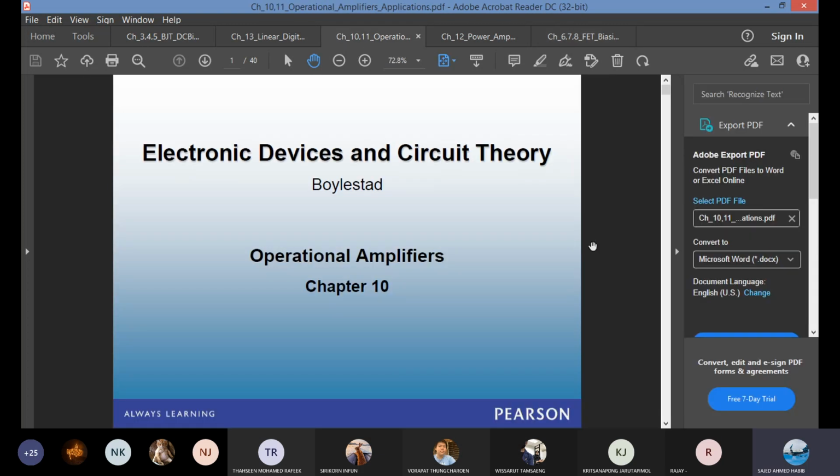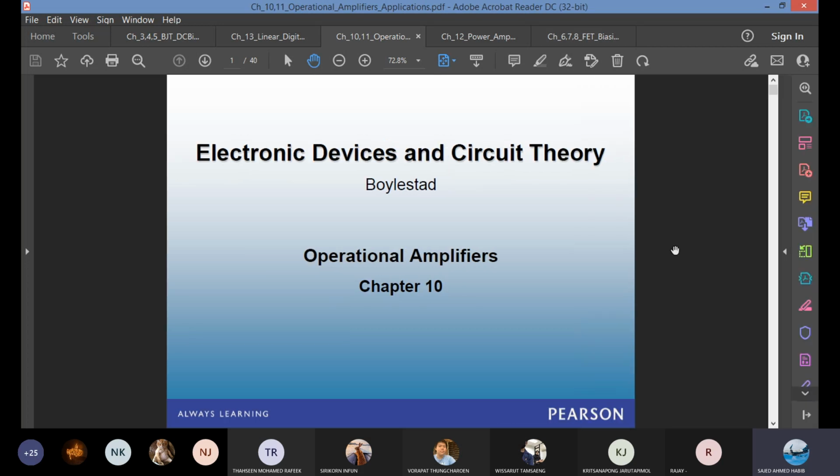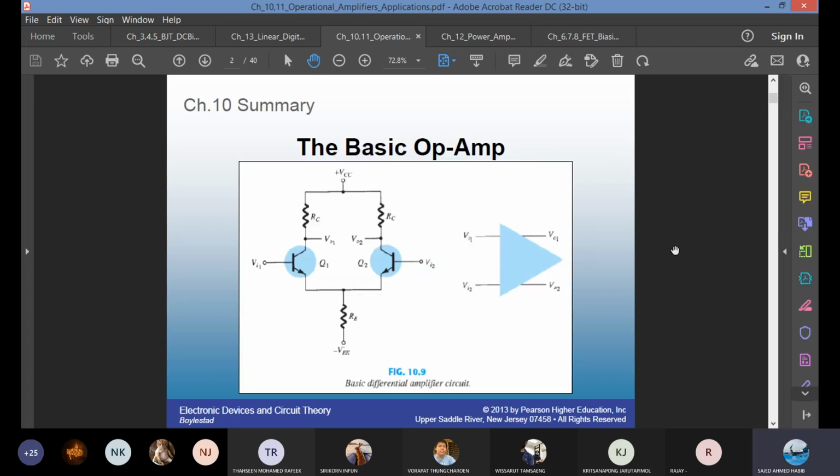We did op amp. After that, what is the op amp? Do you remember what is the op amp? Can someone describe the main characteristics of an op amp? What is it basically?